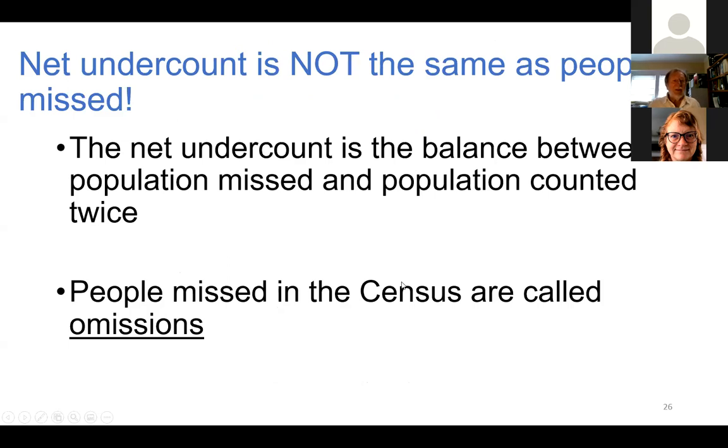As I said earlier, net undercount is not the same as people missed. The net undercount is a balance between population missed and population counted twice. So if you have more people counted twice than missed, you have an overcount. If you have more people missed than counted twice, you have a net undercount. So it's that balance that the net undercount reflects. You could have 10 million people missed and 10 million people double counted, and it looks like there are no errors. So it's not the best indication of census quality, but it's the most widely used one because it's relatively easily available and has been used for a long time. The people missed in the census are called omissions, and that comes from the post-enumeration survey. Next slide.